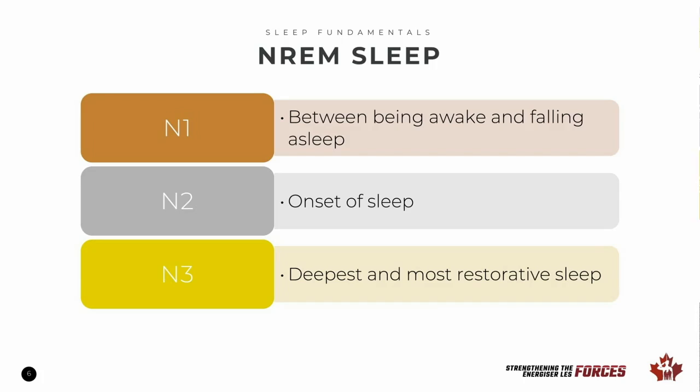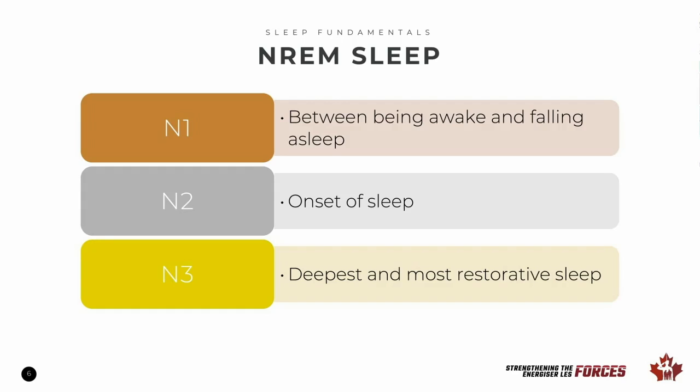Looking at non-REM sleep, or NREM, it has 3 different stages, N1, N2, and N3. We spend approximately 75% of our night in non-REM sleep. N1 is essentially that time between being awake and falling asleep. As you fall asleep, your thoughts begin to wander and your awareness of the outside world is reduced. N2 is the onset of sleep. This is where our breathing and heart rate become a bit more regular. Our body temperature is going to drop. More than half the night is actually spent in this stage, and it's a relatively light stage of sleep, which is easy to awaken from.